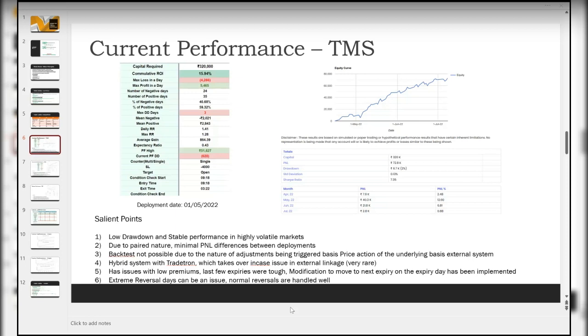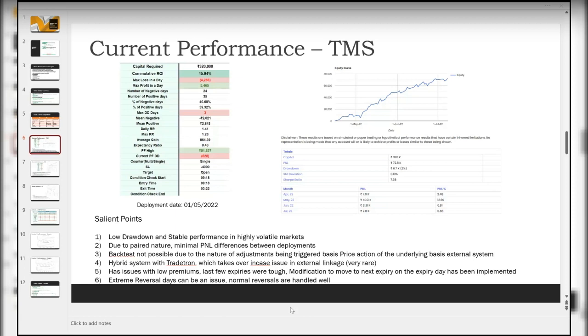With this hybrid system, there's also an inbuilt PNL based Tradetron system, which will make sure that in case there's an external linkage issue, which is exceptionally rare, the Tradetron system will take over, and we'll not have a situation where the strategy is in limbo. That is what we are trying to do. With the hybrid system, it takes a call. It will also take the SL basis Tradetron if a certain level is reached.